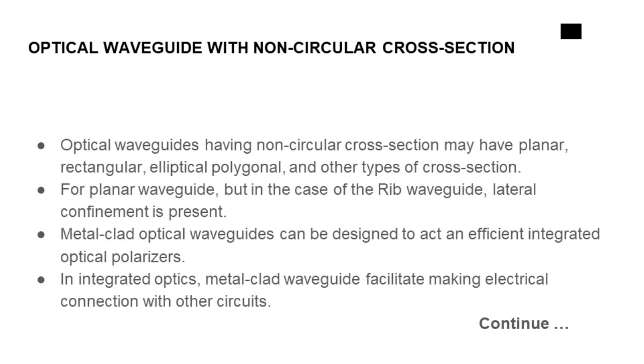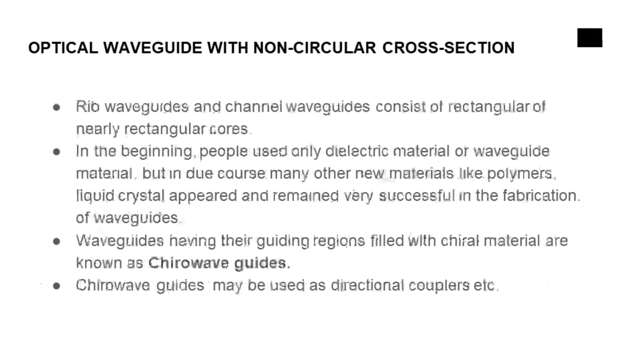Rib waveguides and channel waveguides consist of rectangular or nearly rectangular cores. Considerable amount of work has been done based on analytical and numerical methods to obtain approximate solutions corresponding to rectangular core waveguides. Some other non-circular cross-sectional waveguides which have been investigated recently are those with square, triangular, pentagonal, and cardioid cross sections. A waveguide in which two cores are embedded in the same cladding has also been investigated.